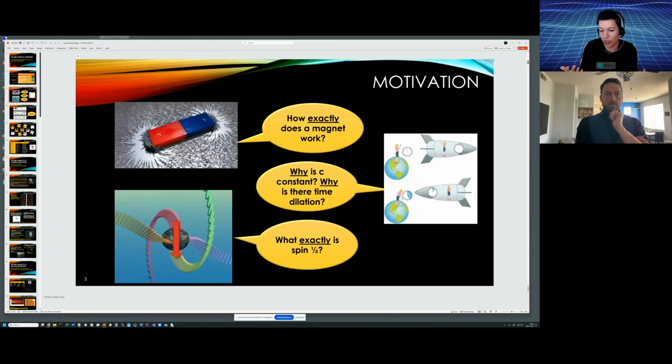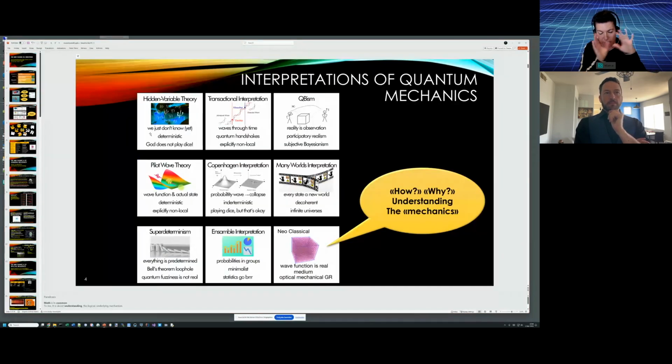And also, spin 1/2, what is it? And of course, it gets even worse with quantum mechanics, because there are all these interpretations, from many worlds to pilot wave and hidden variable. None of them explain anything. The pilot wave kind of, sort of, but even there, what's that wave? Why is there still a particle on top? And it just bothered me. And so I want to really find out how this all works.